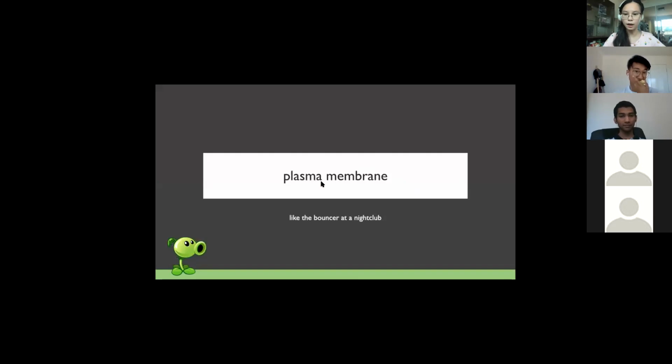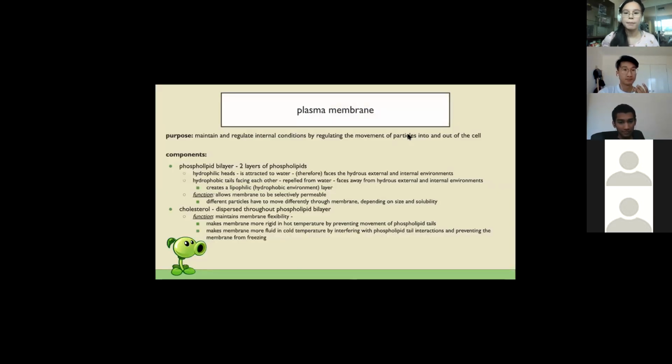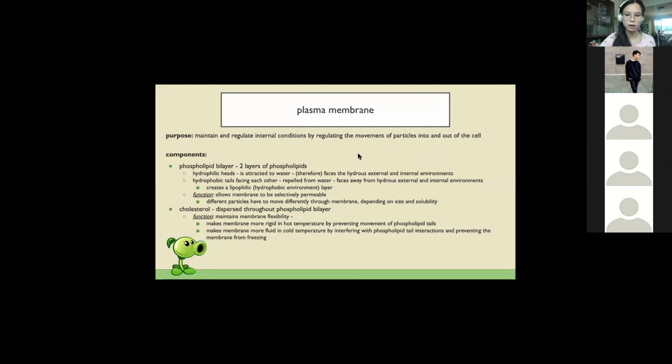So let's move on to the plasma membrane. Basically the purpose of the plasma membrane is to control what comes in and out of the cell. And the way it does this is related to its structure. So it's made up of 2 layers of phospholipid molecules, which allows the membrane to be selectively permeable. So different particles have to move differently through the membrane, and that's due to the structure of the bilayer, basically. There's cholesterol in it, which maintains its flexibility.